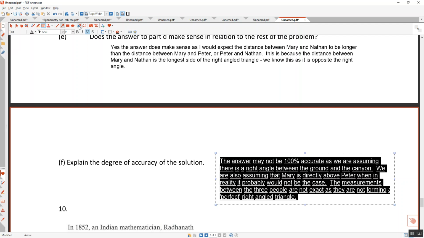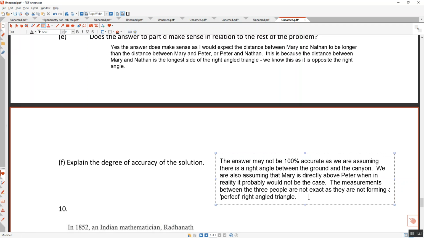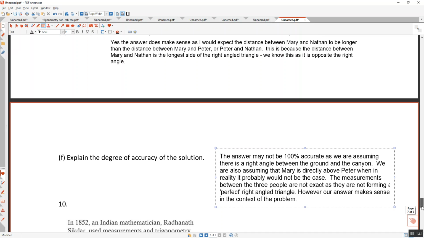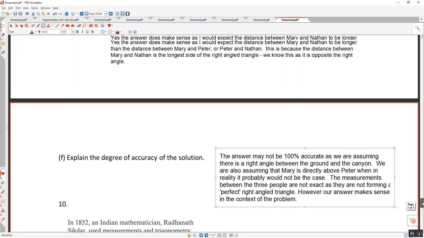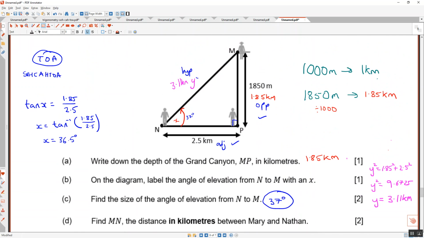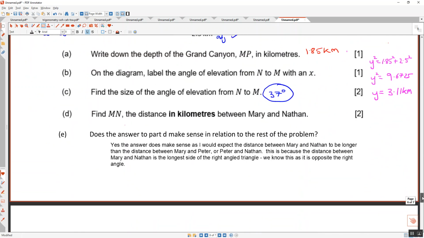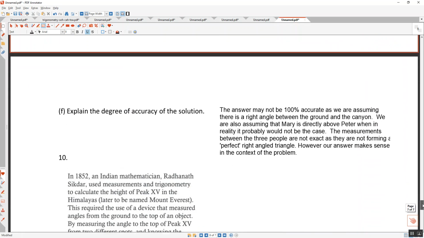So that's the type of thing. Okay, we want to just comment on whether the answer is accurate, as we'll put, however our answer makes sense in the context of the problem. Okay. So just commenting on the accuracy and whether you think, does this make sense? Okay, why might it not be 100% accurate? And that's really common for the E assessment.